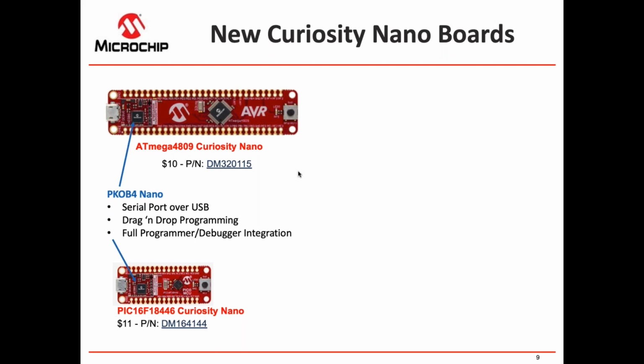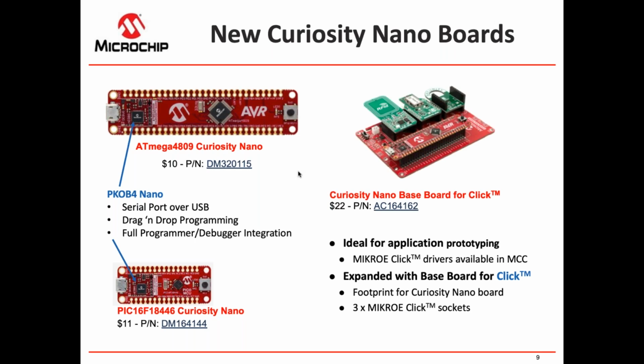Now, to help you even further prototyping, we created also a baseboard that is now universal, because no matter if it's a PIC or an AVR Curiosity Nano, if you plug it into this board, then you get further expansion. And so you got a few LEDs, you got a few buttons, and you see those 3 green boards that are mounted there. Let's talk about those.